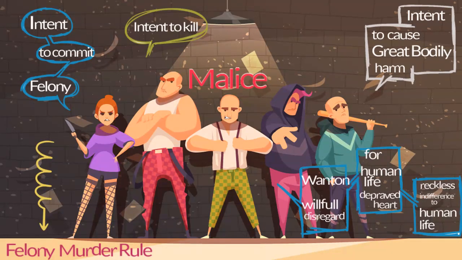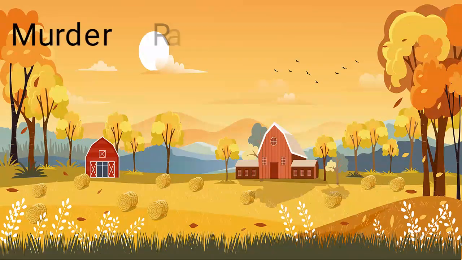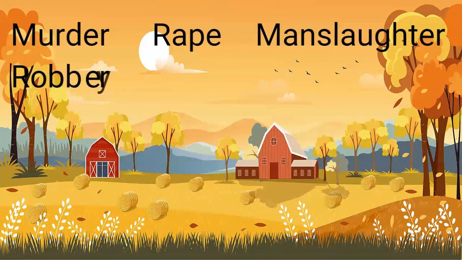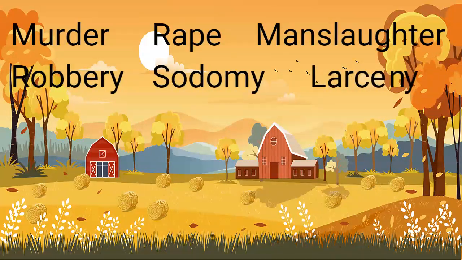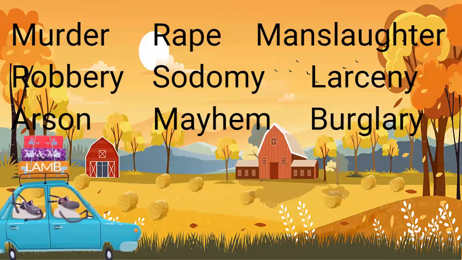Under the common law, a killing, even an accidental killing committed during the attempt, or in the course of a felony, may suffice for malice. Therefore, malice can be implied by the intent to commit a felony. Only crimes that were listed as felonies were available to use for the rule. The felonies were murder, rape, manslaughter, robbery, sodomy, larceny, arson, mayhem and burglary.